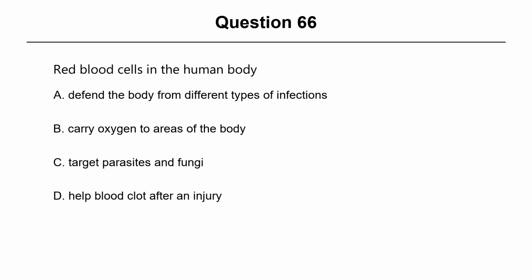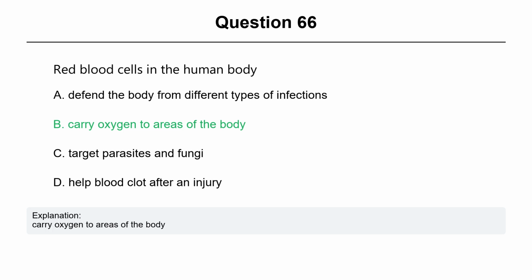Red blood cells in the human body: Option A, defend the body from different types of infections. Option B, carry oxygen to areas of the body. Option C, target parasites and fungi. Option D, help blood clot after an injury. The correct answer is option B, carry oxygen to areas of the body.